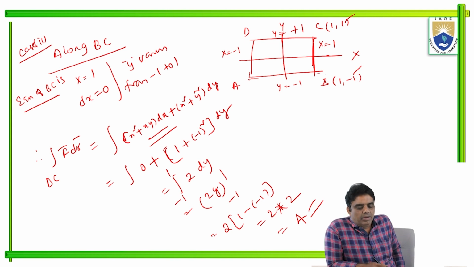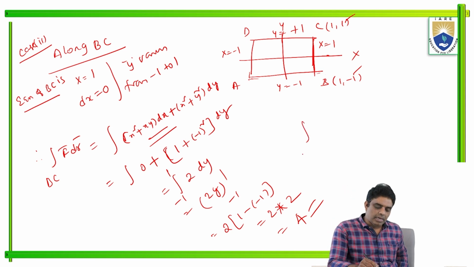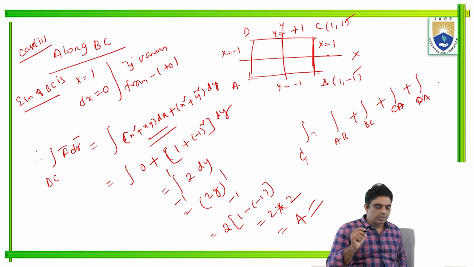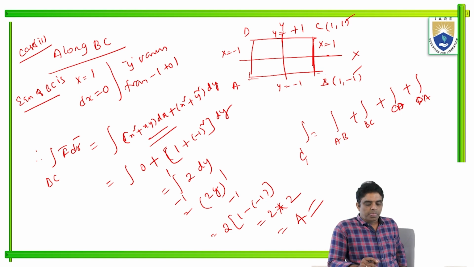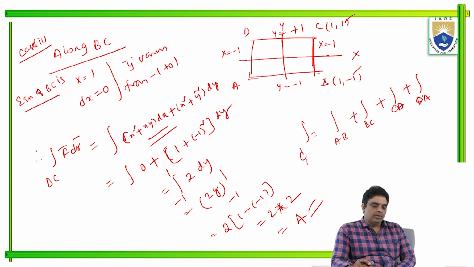Similarly, we calculate along CD and along DA and find the total integral along the curve C, which is equal to along AB plus along BC plus along CD plus along DA. That is given as practice for the students. Along BC I have already done.